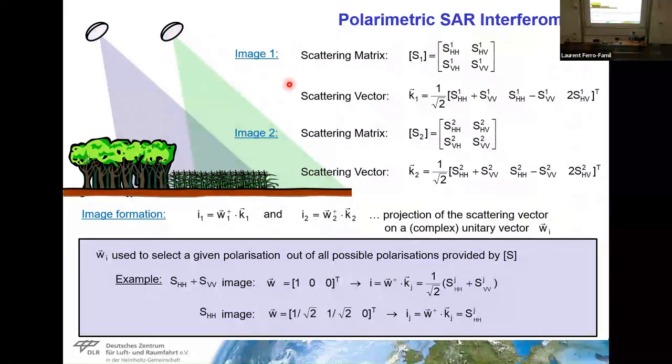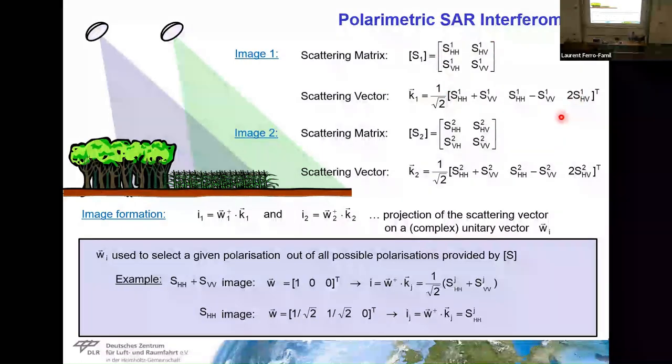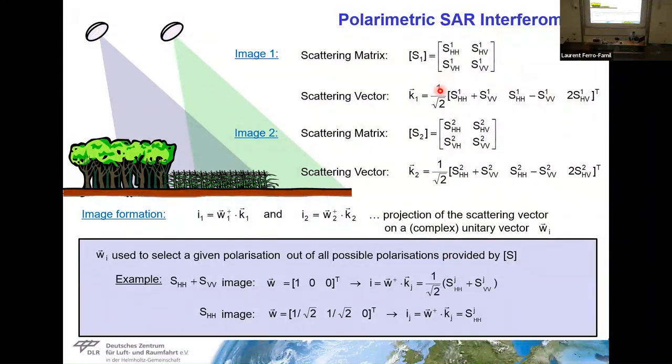So you start from the first acquisition, you have its own scattering matrix. The second acquisition, you have its own scattering matrix again. And now from this matrix, you make a vector basically. This is just an algebraic representation, so it's more formalism. From this matrix, then you can have your scattering vector. So basically you have here all the different polarizations. Here, for instance, we consider a Pauli combination. You make this for the first acquisition, for the second acquisition.